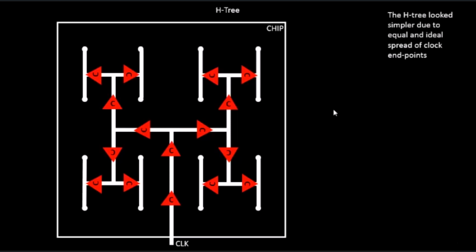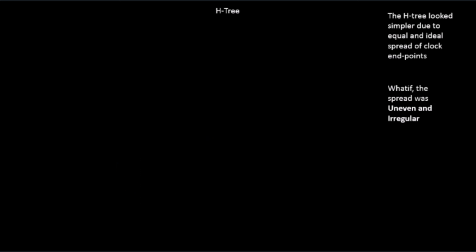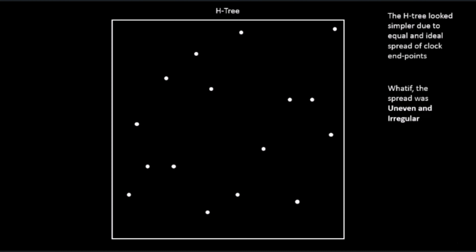But in a case where the clock endpoints are not as ideal as this one, and are spread out randomly, what would be the catch? For example, something like this. If you have a chip, and this is how chips normally are, it's even more complex than this one. So let's look at the same 16 clock endpoints, but unevenly spread. They're very irregular: some over here, fewer clock endpoints over here. In this case, what technique will you use for a clock tree?